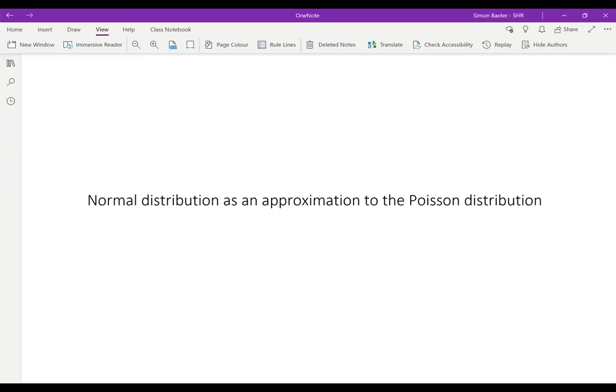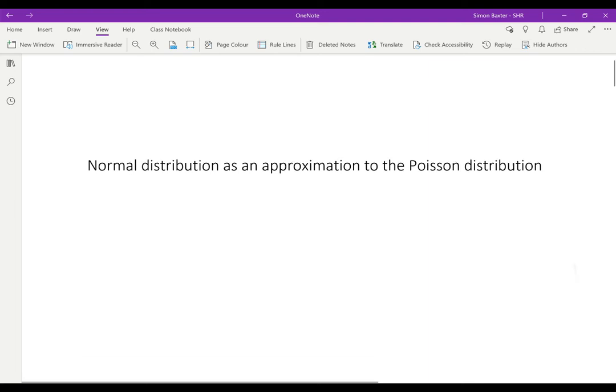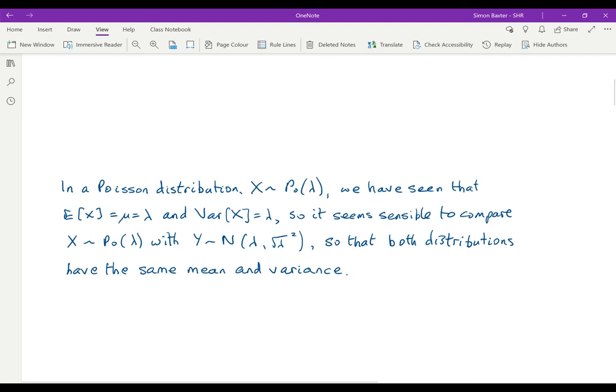We have seen how we can use the normal distribution as an approximation to the binomial distribution. In this video, I want to investigate the similarities between the normal distribution and the Poisson distribution. It makes sense, first of all, to look at the mean and variance for the Poisson distribution. If I have a Poisson distribution Po(lambda) with mean lambda, its variance is also lambda. So it seems sensible to compare the Poisson distribution with mean lambda with the normal distribution with mean lambda and variance lambda, so that both distributions have the same mean and variance.